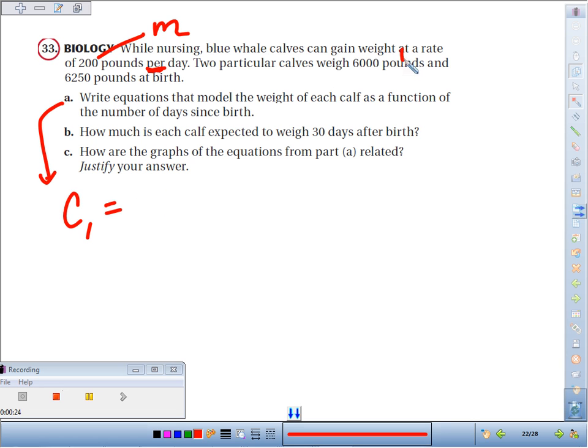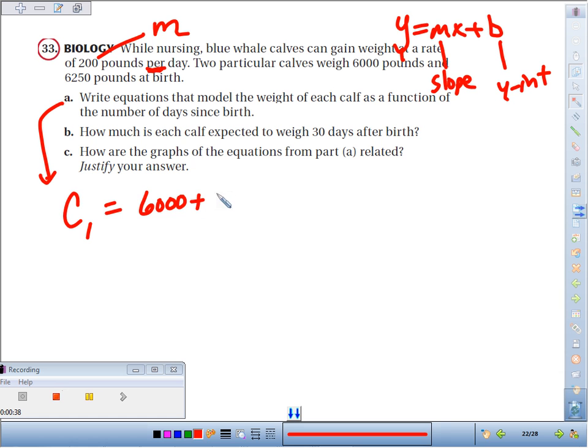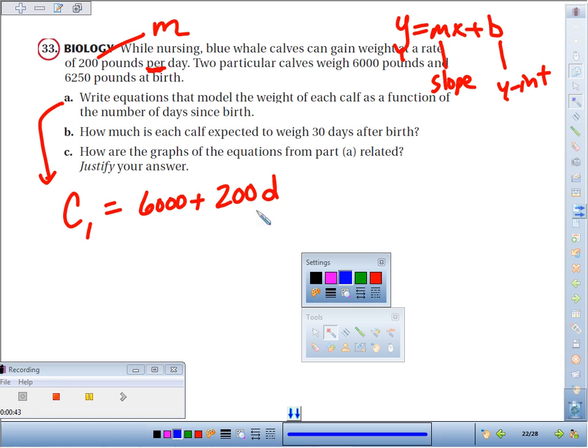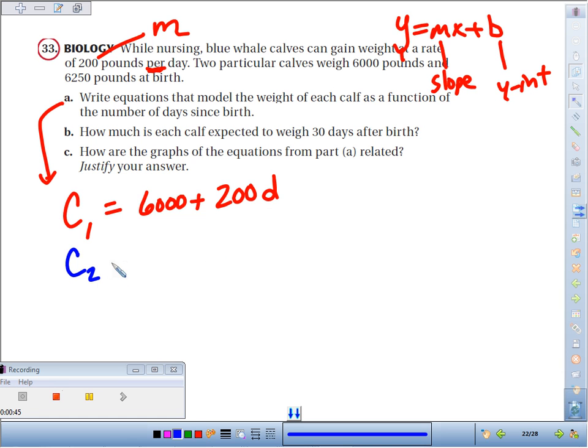If we think y equals mx plus b, remember m is our slope, how fast it's growing, and b is our y-intercept, kind of where it begins. So calf number 1 starts out at 6,000 pounds, and it gains or adds weight at 200 pounds per day. So 200 pounds times the number of days. Calf number 2 just starts out a little heavier, 6,250, and it gains the same weight, 200 pounds times however many days go by. So there's part A.